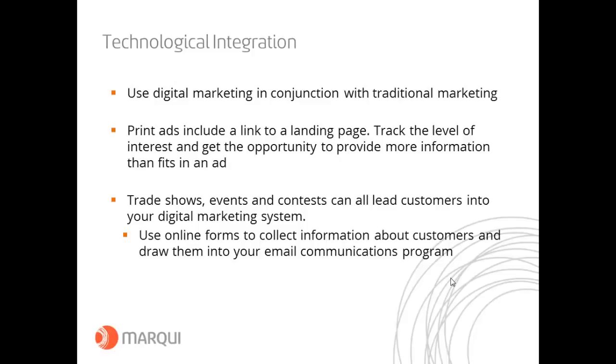Now, one of the things, although I kind of dumped on traditional media at the beginning of the presentation, you can and should use digital marketing in conjunction with your traditional marketing channels. If you use a print ad, for example, you can include links to things like landing pages to track the level of interest and get an opportunity to provide more information that fits in an ad. So, for example, in your ad, you have a link to www.yourcompany/landing page. People who are really interested in finding out more will take the opportunity that gives them to come into your digital marketing channels.